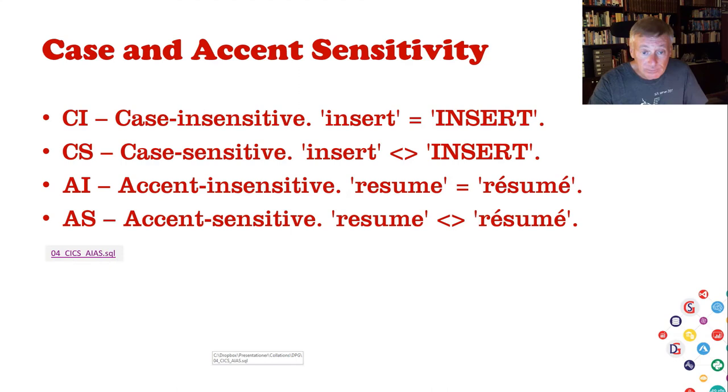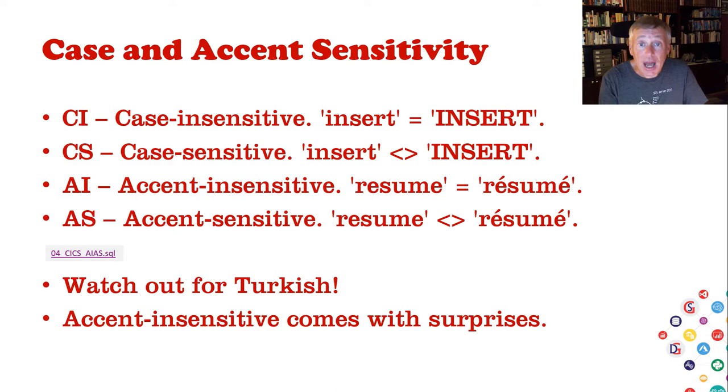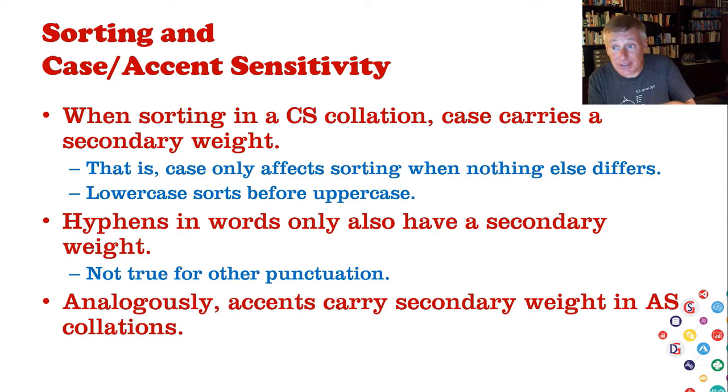So watch out for Turkish. Accent insensitive comes with surprises. And then sorting and case insensitivity, just a quick return: when sorting is in a case insensitive collation, case only has a secondary weight, and lowercase sorts before uppercase in Windows collations. And yeah, a hyphen also has a secondary weight, it's not true for other punctuation, and the same thing is true also for accents in an accent sensitive collation.